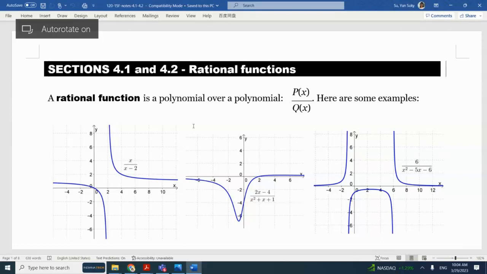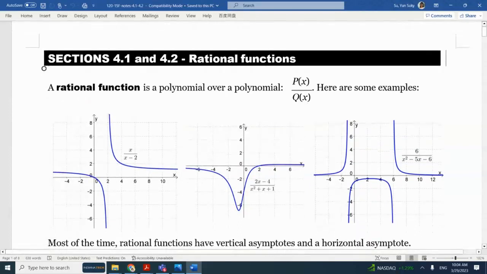So section 4.1 and 4.2, rational functions. A rational function is a polynomial over a polynomial. So you have p of x over q of x. They are both polynomials. Okay? And here we have some pictures. The first picture, we have x over x minus 2.